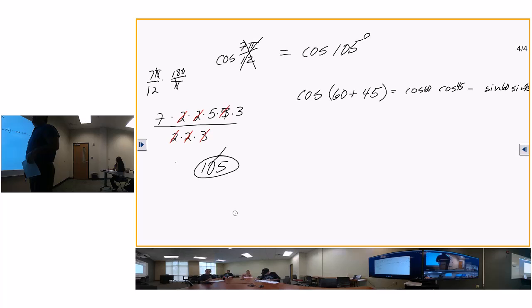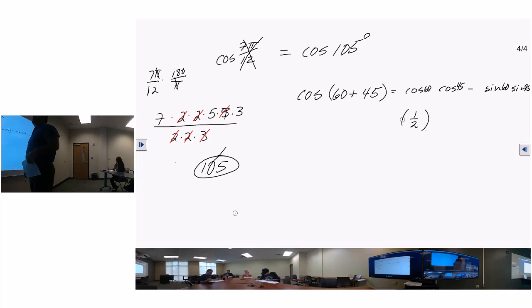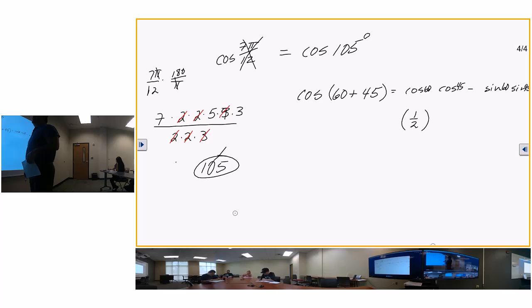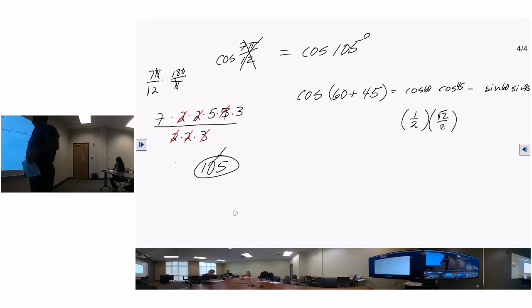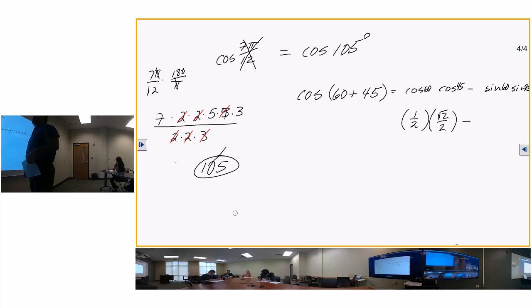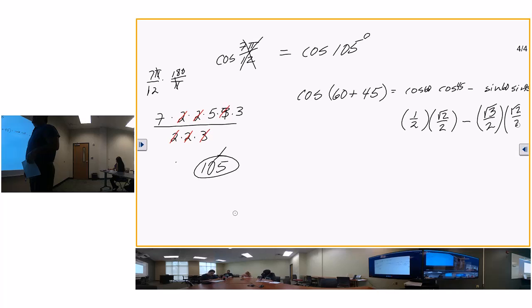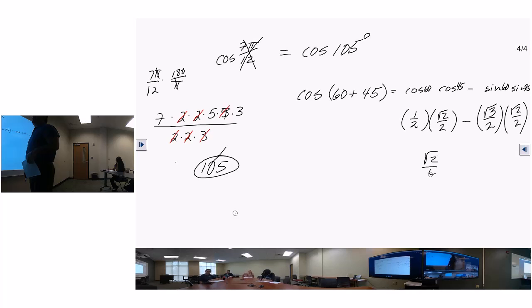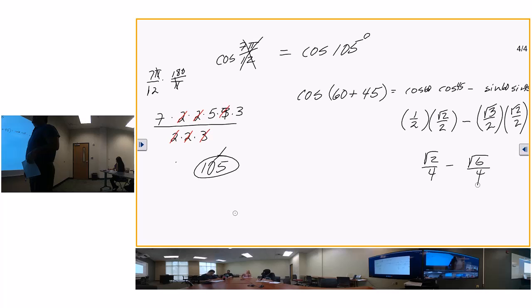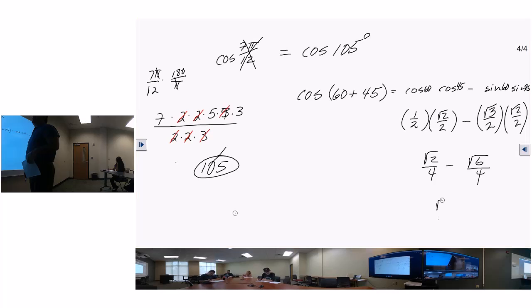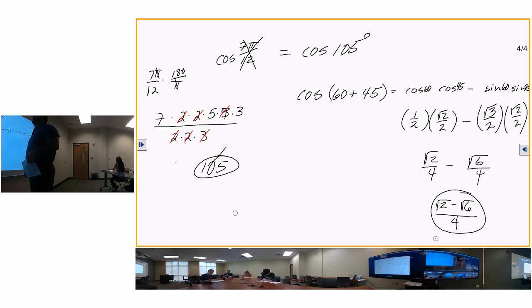So what is the cosine of 60? Cosine is 1/2. And what is the cosine of 45? Root 2 over 2. Good job. I am impressed. Minus sine of 60. Square root of 3 over 2. And the sine of 45. Square root of 2 over 2. And now you just do the math. Square root of 2 over 4 minus square root of 6 over 4. And I believe we did this one in class. Square root of 2 minus square root of 6 over what? 4. That's a test question, so you better make sure you know how to do it.